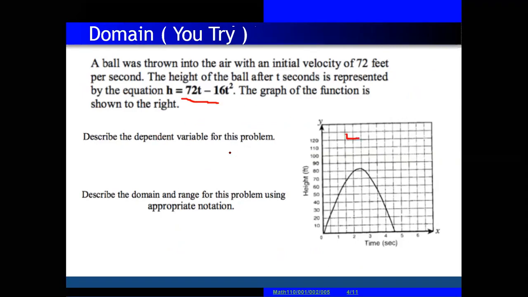Which one is dependent? Height and time. The ball is thrown upward. Now, does the height covered depend upon time, or does time depend upon the height covered? Which one is dependent and which one is independent?